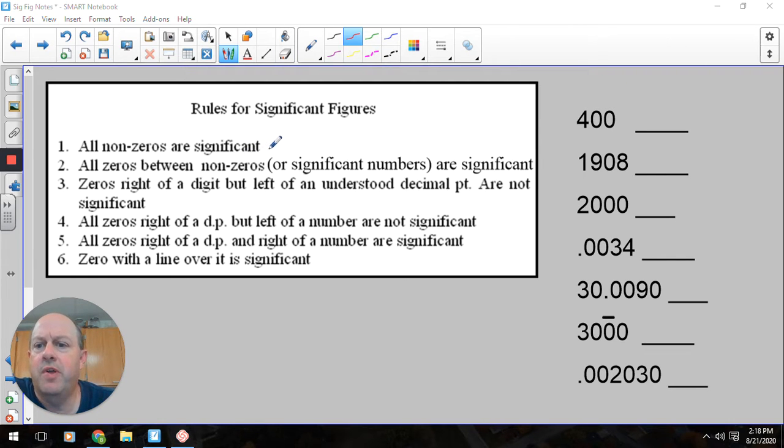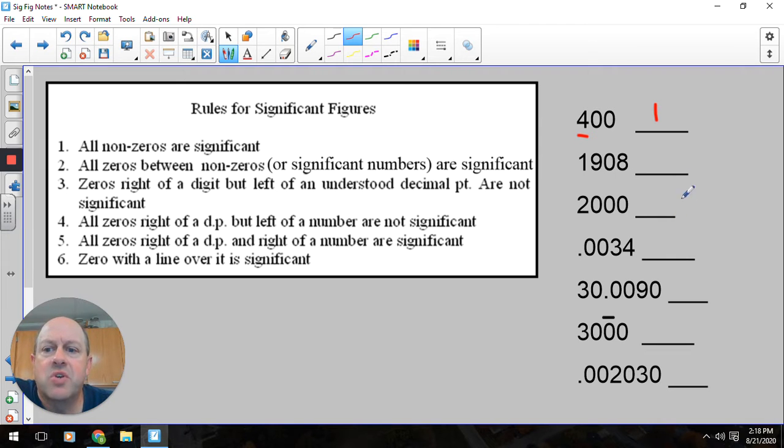Rule number one is all non-zeros are significant. That one's pretty straightforward. So if we have the number 400, the 4 is a non-zero, so it's good, but the zeros are not non-zeros, so they are not. In this case, the number 400, as written here, would only have one significant figure in it.